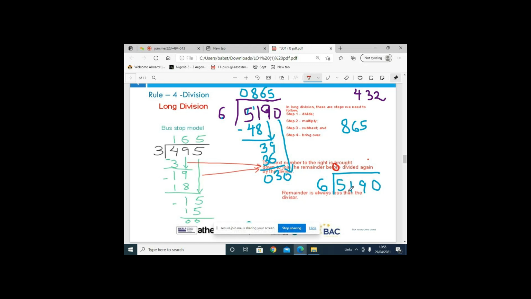Now it's 50. How many 6 can you find inside 51? That is 8. The closest. Remaining what? Remaining 3. Because from 48 to 51 is 3 numbers. So you put the 3 here. Can you see? So how many 6 can you find inside 39? 6. Remaining 3. You put a small 3 here. So how many 6 can you find inside 30? That's 5. That's it.